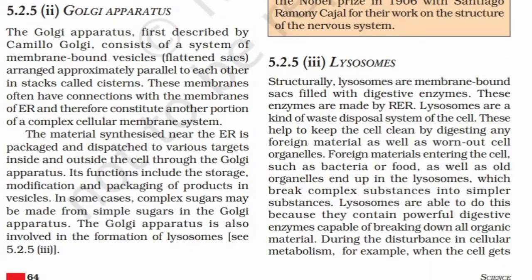Lysosomes. Structurally, lysosomes are membrane-bound sacs filled with digestive enzymes. These enzymes are made by RER. Now, what are lysosomes? They are also membrane-bound. They are covered by a thin skin-like structure. They are the bags, they are the sacs, and they are filled with digestive enzymes. What are lysosomes filled with? Lysosomes are organelles filled with digestive enzymes, and these enzymes are made by the rough endoplasmic reticulum. On the surface of RER we find ribosomes.